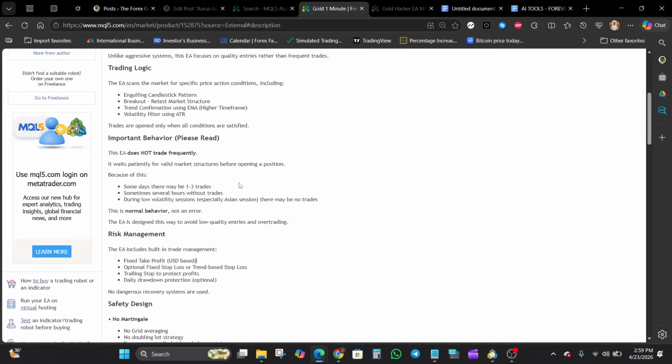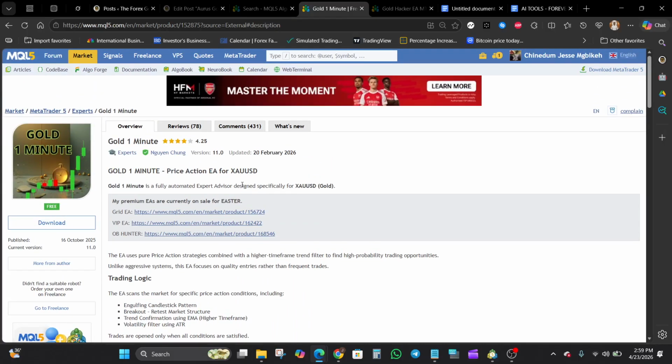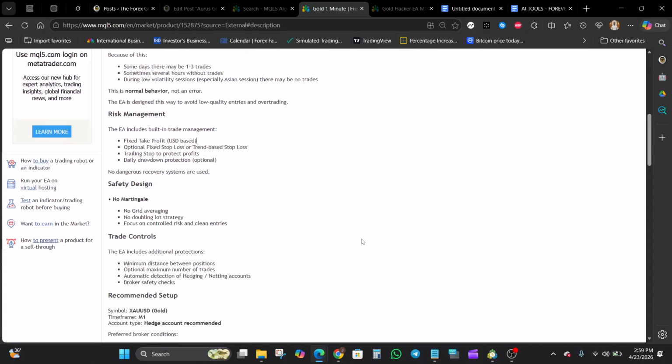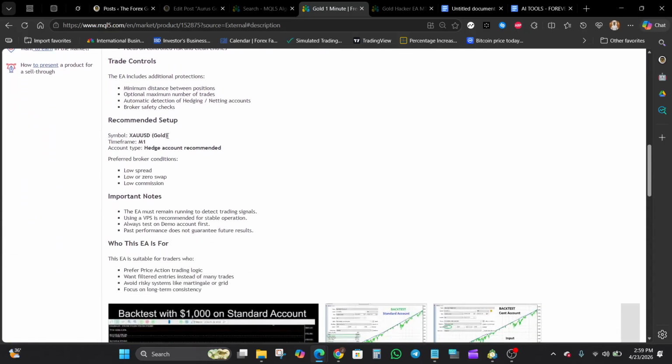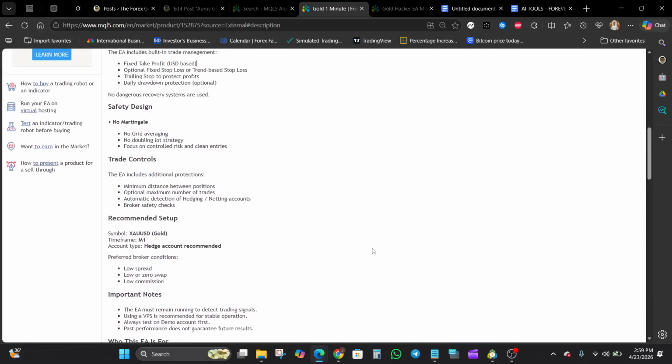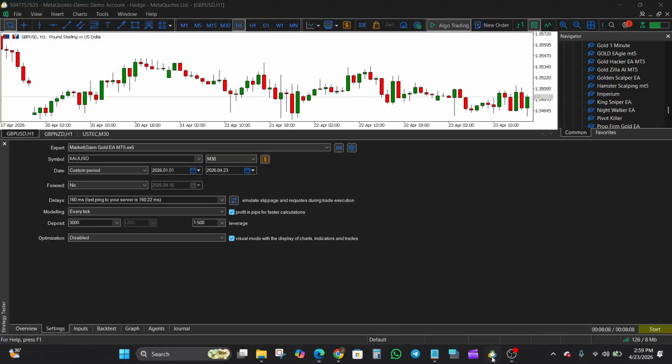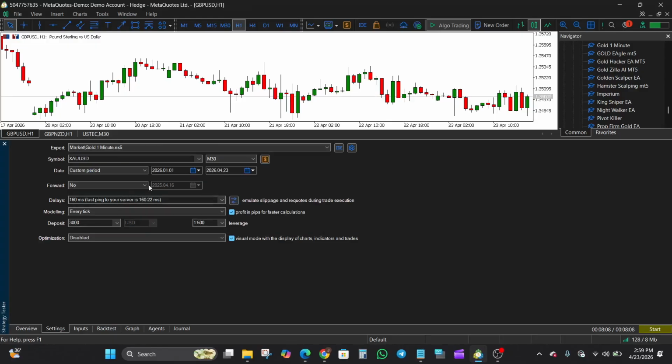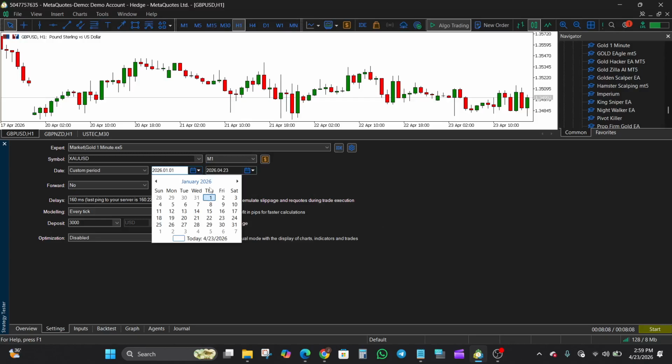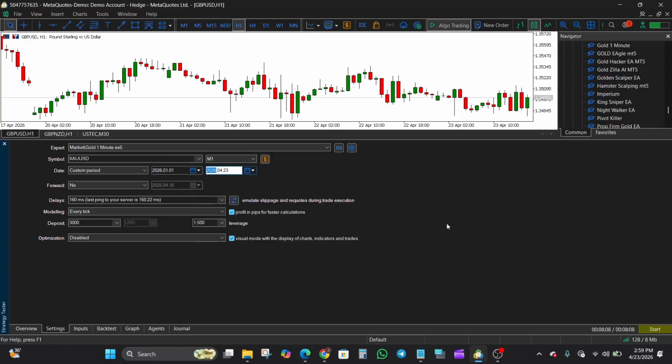All right, so let's move into the strategy tester and see how this EA behaves in real conditions. I have already downloaded the free EA, so I'm just going to head over to my MT5 right now, and I'm going to be testing it on gold on the M1 time frame. We are going to be backtesting from the beginning of the year till date, so that we can get at least a significant period of market conditions.